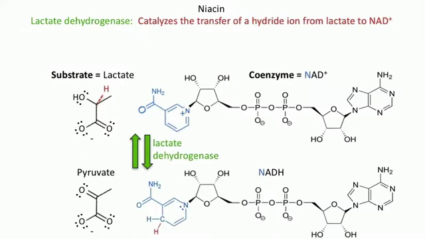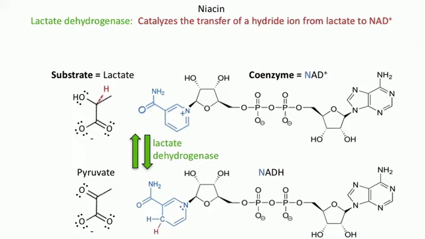Here I'm showing a level of detail so we can actually see how positioning a substrate next to a coenzyme chemically allows a transfer of energy. In particular, lactate dehydrogenase dehydrogenates the lactate and it puts that hydrogen onto the aromatic ring of NADH.